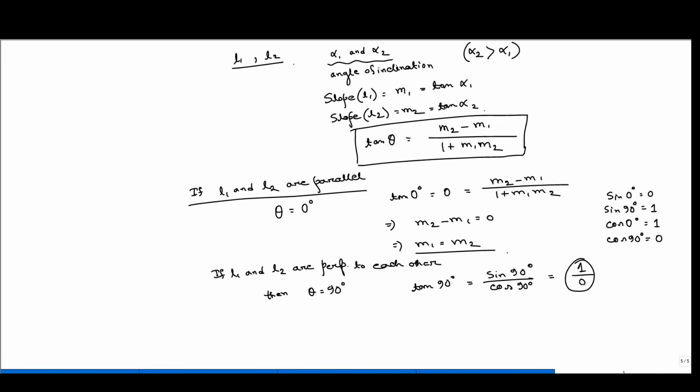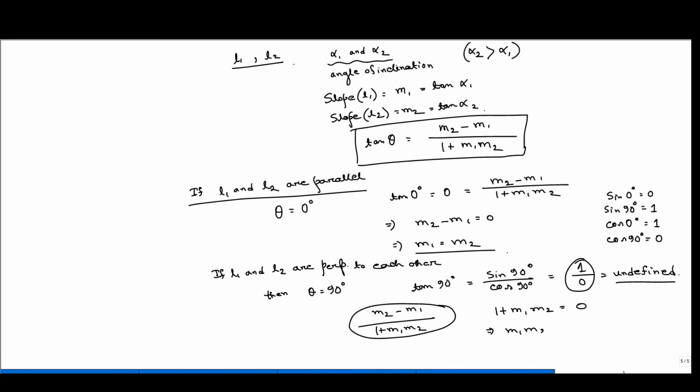So if we divide some natural number or integer by 0, we will get undefined. So tan of 90 degrees is undefined. So here (m2 minus m1) by (1 plus m1 m2) should be undefined. When will it be undefined? It will be undefined when 1 plus m1 m2 is 0, which implies m1 m2 is nothing but minus 1. So when L1 and L2 are perpendicular to each other, the product of their slopes, m1 m2, is nothing but minus 1.